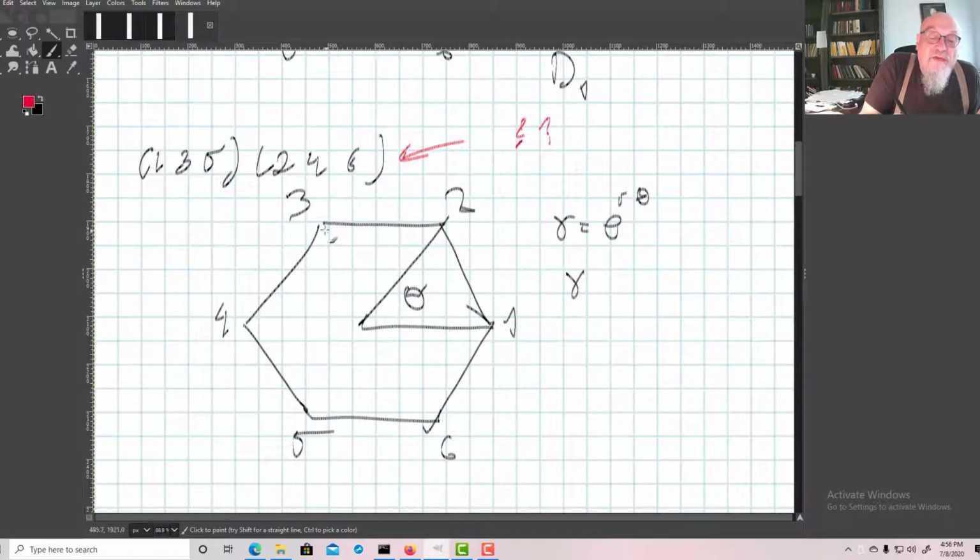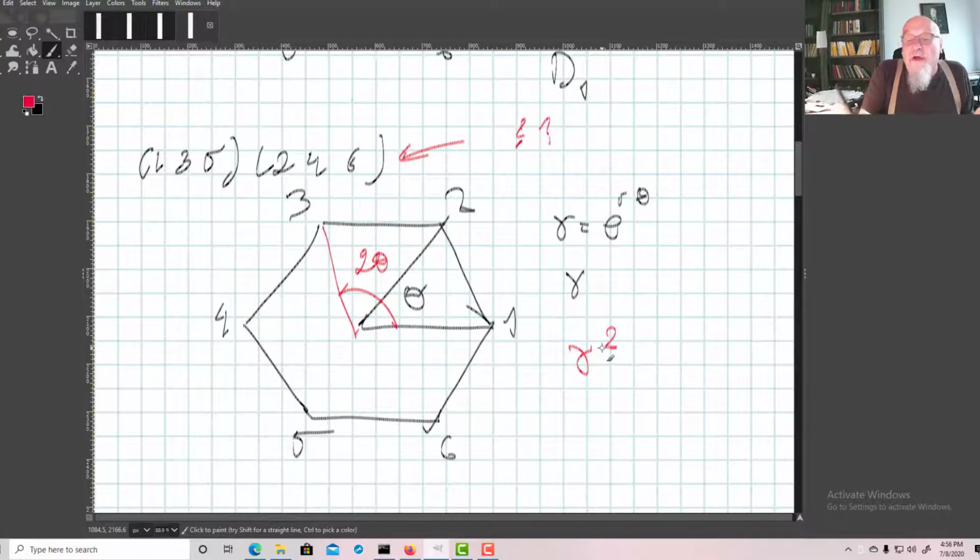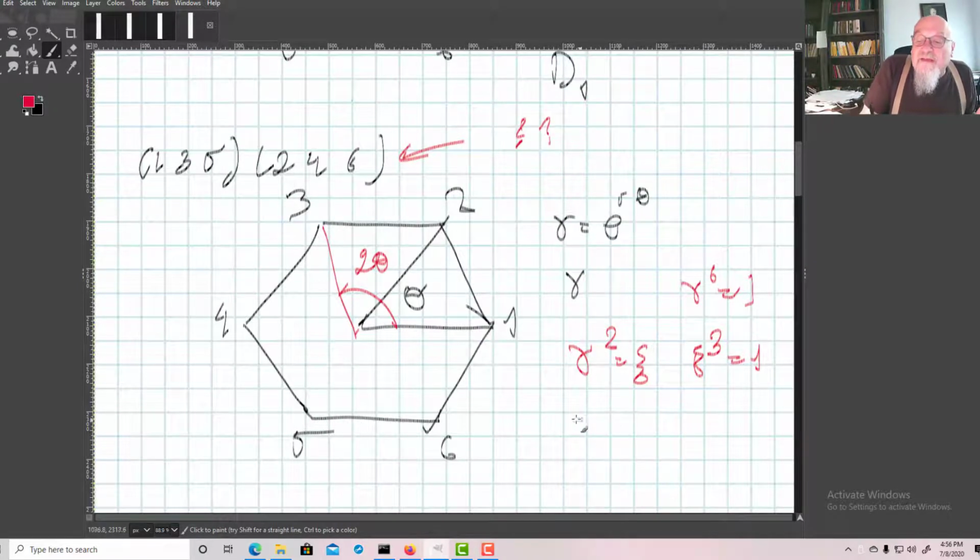Can you see, it is a rotation by 2 theta. So that means it is the rotation by gamma square. This is gamma square, and what group is generated by gamma square? We know that gamma to the power 6 is equal to 1. So if this is the generator of that group, psi to the power 3 is equal to 1. So definitely this psi generates Z3.